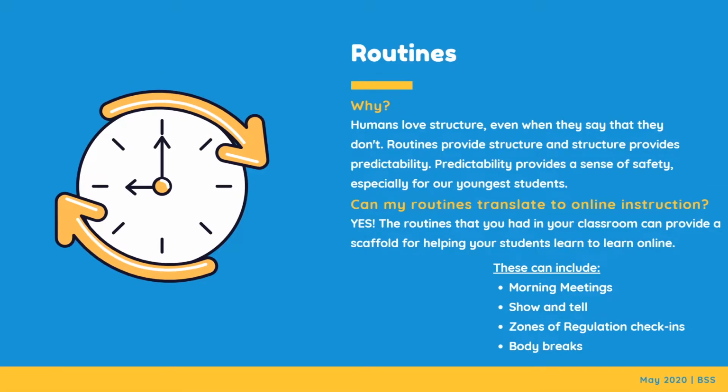First of all, routines. A routine is essentially a task that's performed on a daily basis the same way or close to the same way every day. We all have routines in our face-to-face classrooms, such as kindergartners might come into the classroom the same way every day, put away their backpacks the same way, and then go sit in the morning meeting circle the same way every day. That's a routine. It adds structure to the environment, and that structure provides predictability. Predictability then provides a sense of safety, especially for our younger students.